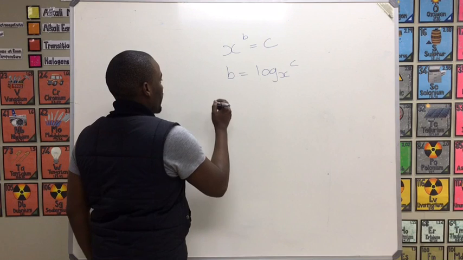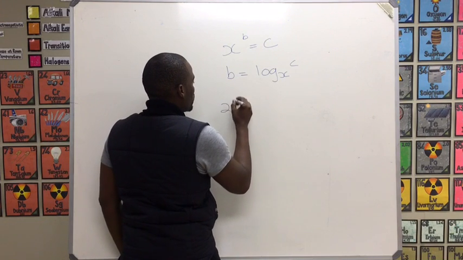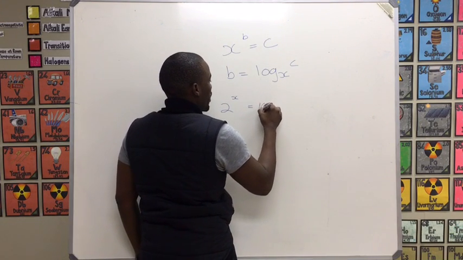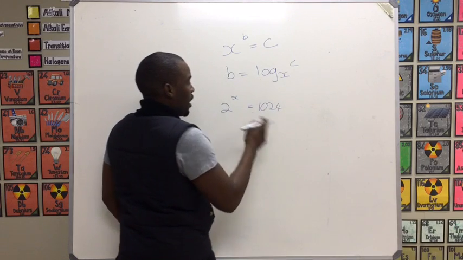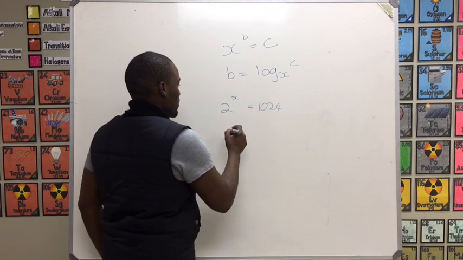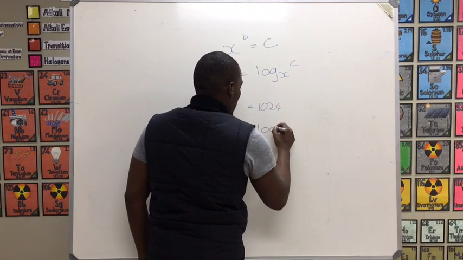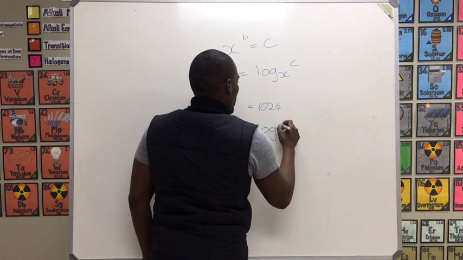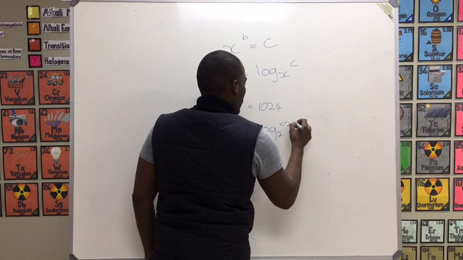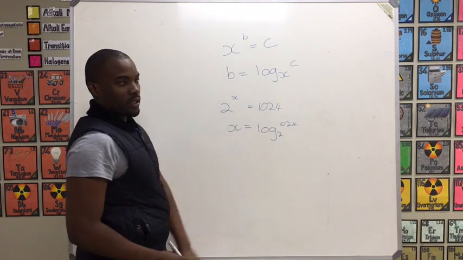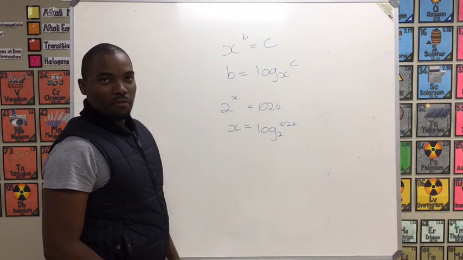To give you a quick example of that, if I had said 2 to the power of x is equal to 1024, how do we then find x? Simply say, therefore, x is equal to log base 2 of 1024, and then if you use that in the calculator, you'll get your answer for x.